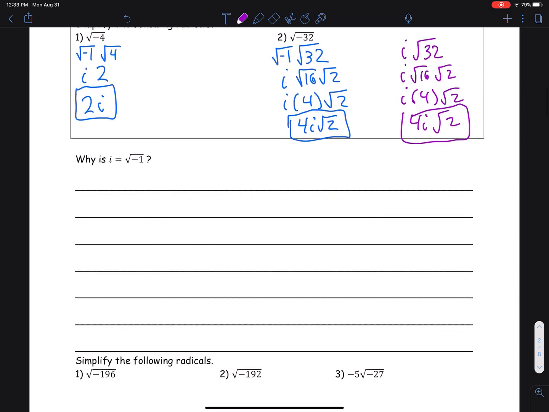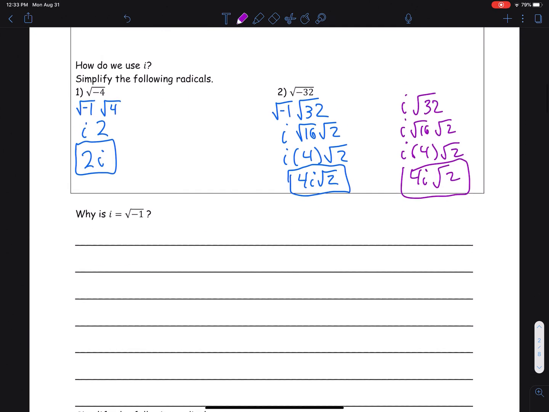So why is i equal to radical negative 1? Why would you think that? Take a minute and think about that. Why would i be equal to radical negative 1? Pause the video and think about that.